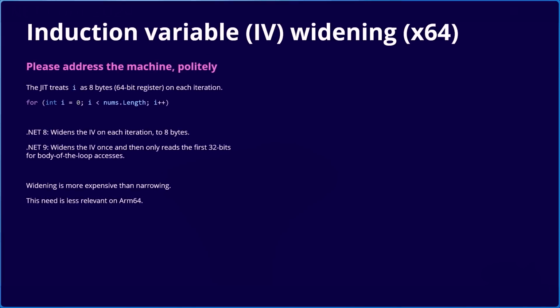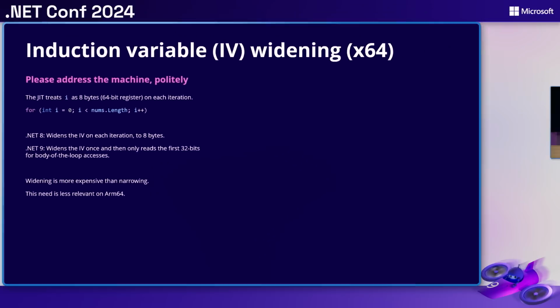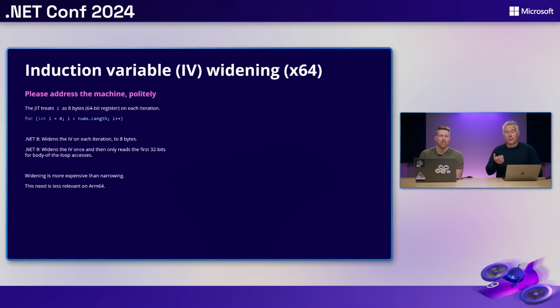Another one, which I'm going to go over a bit more quickly, is called induction variable widening. That's a mouthful. This is purely about the signature of the loop. So i is a 32-bit value here, as you can see, but as the JIT actually uses it, it needs to put that value in a 64-bit register, and so it needs to widen that value to correctly fit, and there's a CPU instruction to do that.